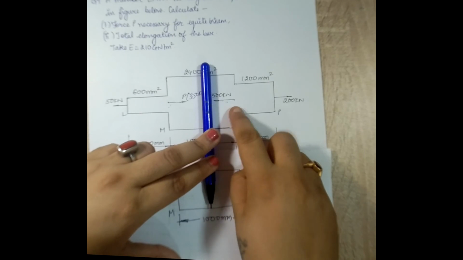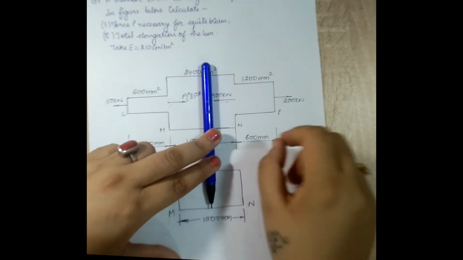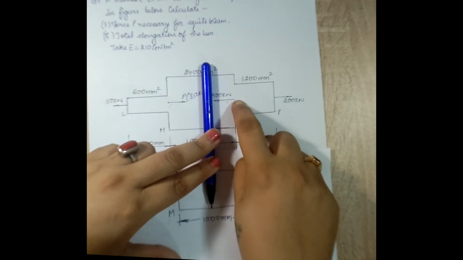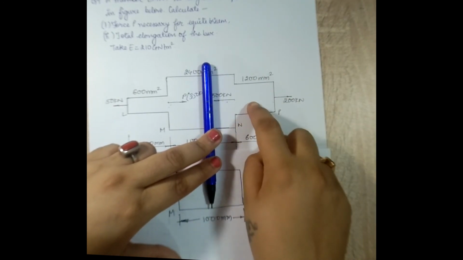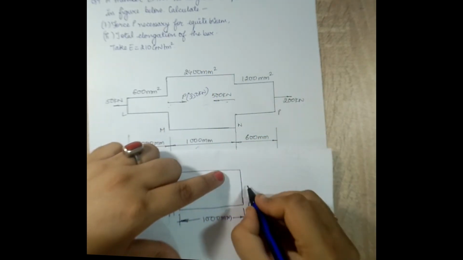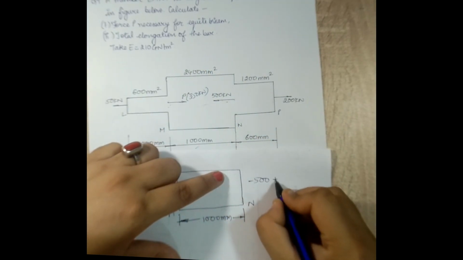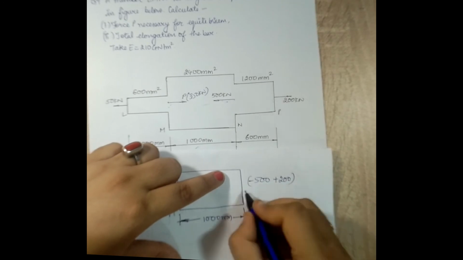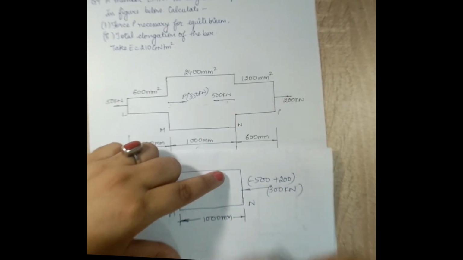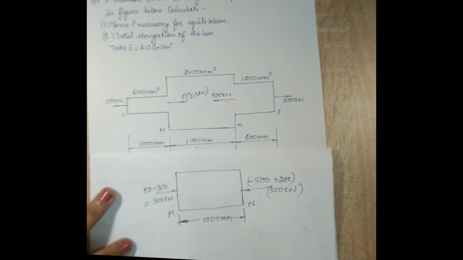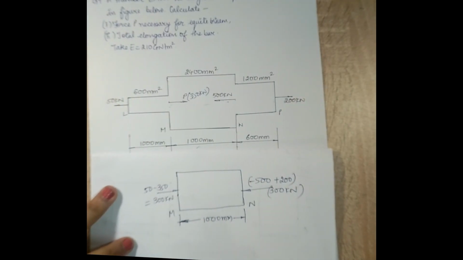First I can see 500. When I pick it up and place it at N, the arrow is pointing at N and I can see it is causing compressive effect. When I place this 200 over here, I will see that it is causing a tensile kind of effect. So I will have minus 500 plus 200, which is again minus 300, which means it is compressive type 300 kilonewton here. So this is the FBD for MN portion.